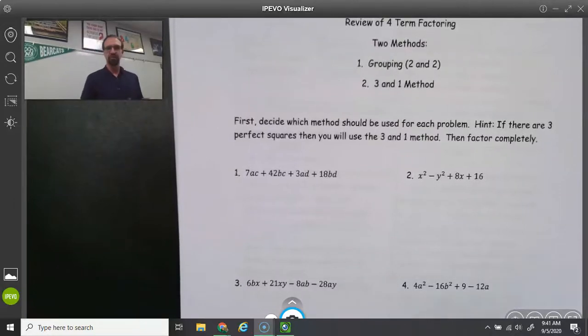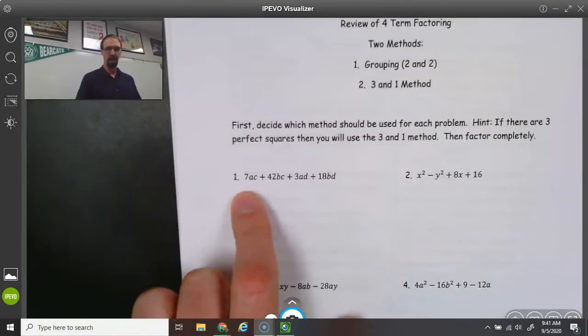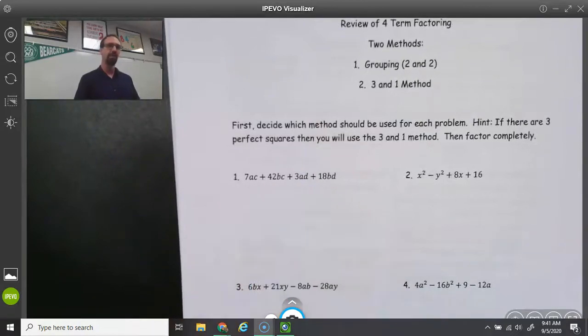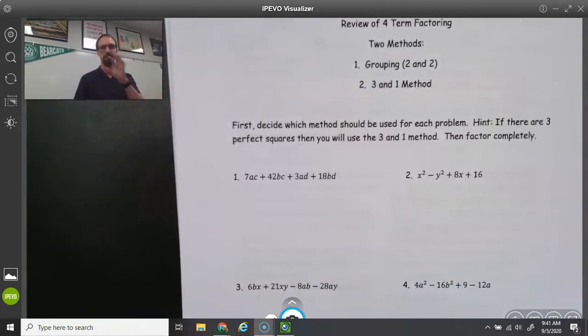First, this is just a review of the four-term factoring. So this is either the grouping 2 and 2 or the 3 and 1 method. Remember, the 3 and 1 involves having perfect squares. So for this first one, I'm just going to check first. I've got what looks to be a grouping of 2 and 2, and the reason I see that is I see no perfect squares.